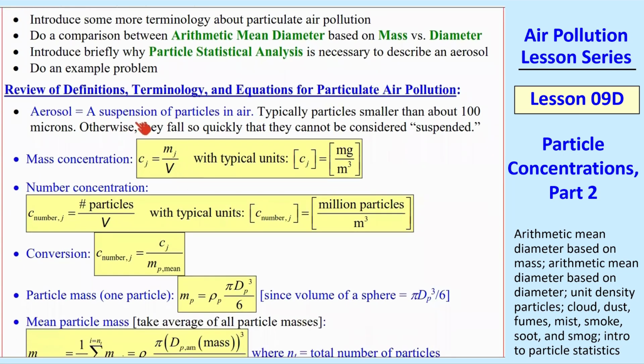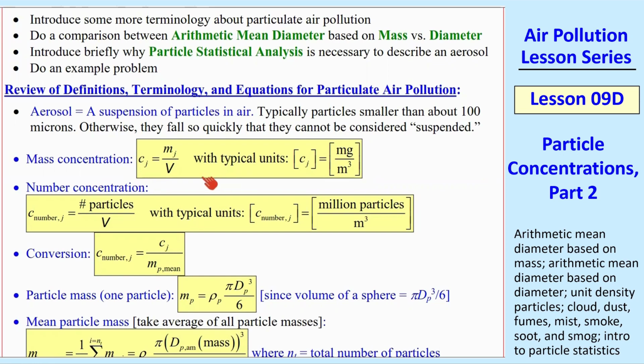An aerosol is a suspension of particles in air, and I didn't mention this in the last lesson, but these are typically smaller than about 100 microns. Anything bigger than 100 microns falls down so quickly that it can't really be considered suspended. And that's considering densities that are about the same as water. If they're really light, then of course they can hang in the air for longer times.